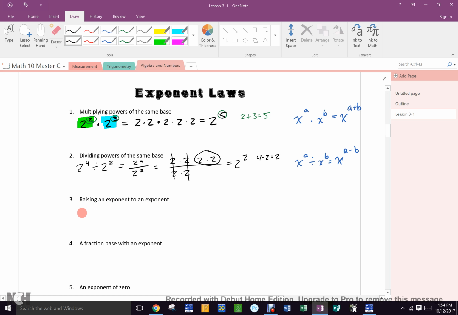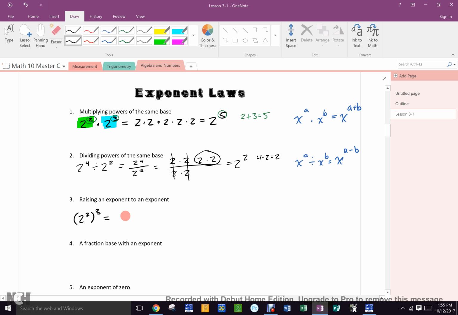Raising an exponent to an exponent. 2 squared to the 3rd. What does that actually mean? Aiden. 2 times 3. Again, you're telling me what to do. What does it mean? Pardon? It means you multiply 2 by the exponent of 2 and then you multiply by. Okay, I'll change the question.